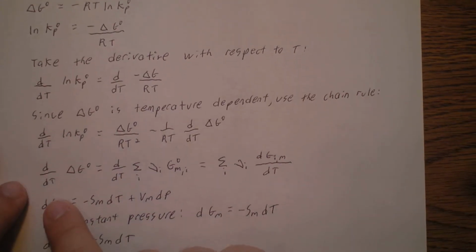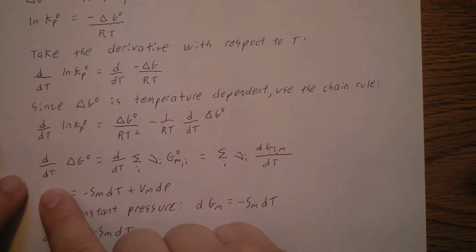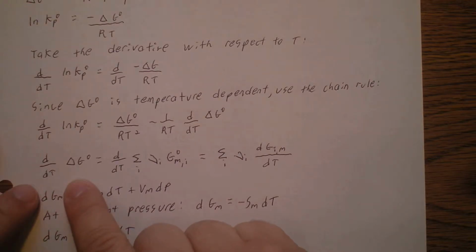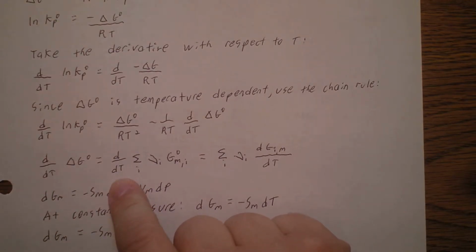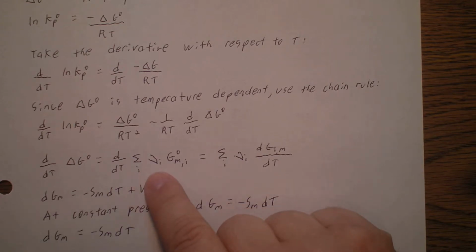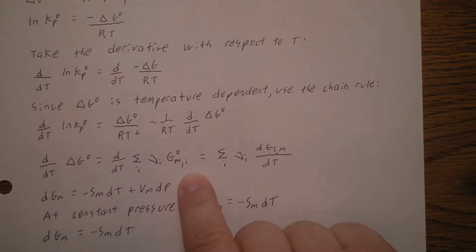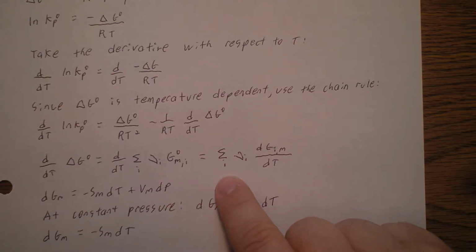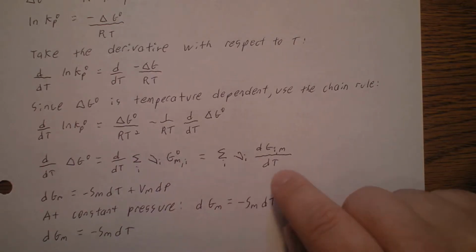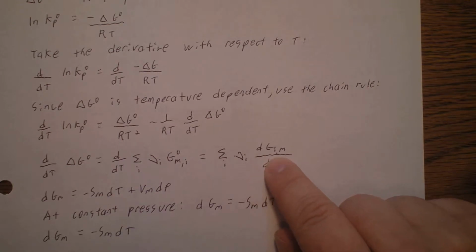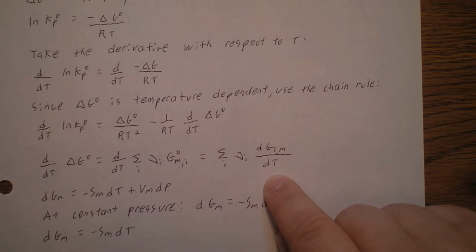So now I'm going to say, okay, the derivative with respect to temperature of delta G0 is the derivative with respect to temperature of the sum over i of nu i times the molar Gibbs free energy in the standard state of substance i, which is going to be equal to the sum over substance i of nu i times the differential of the molar Gibbs free energy of substance i with respect to temperature.